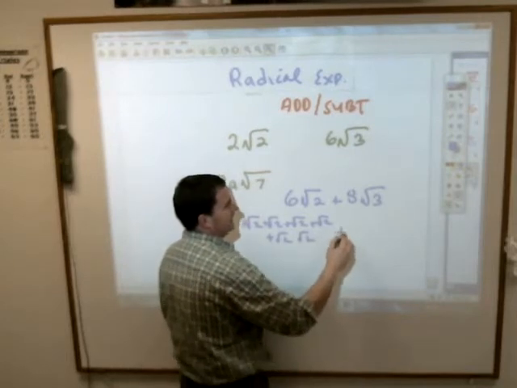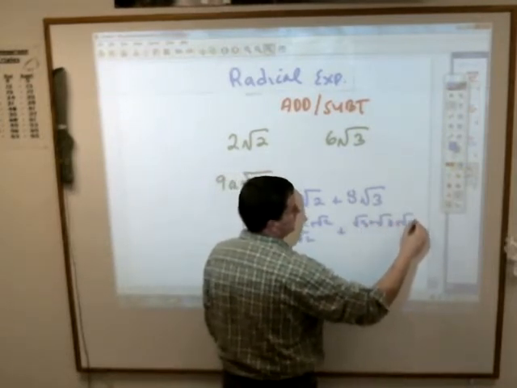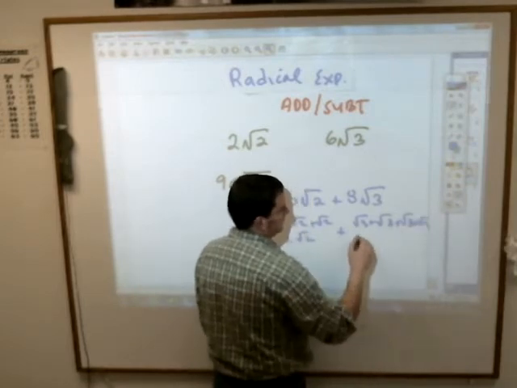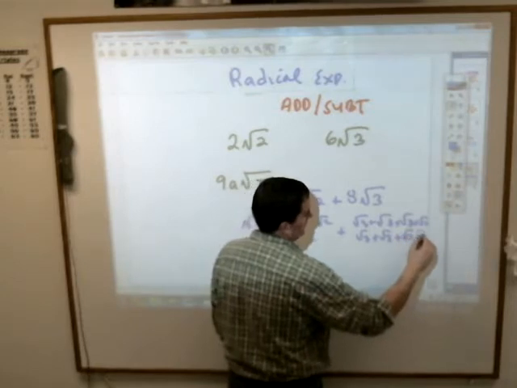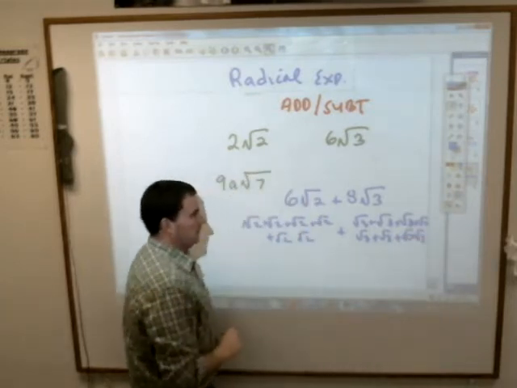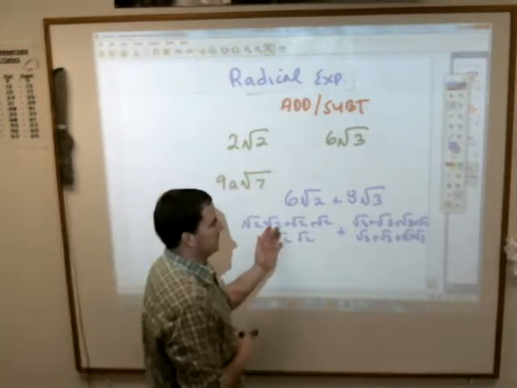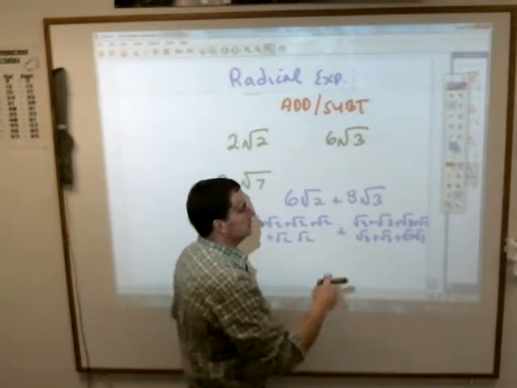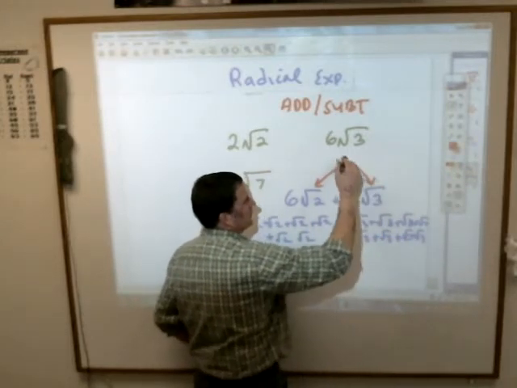To that I'm adding 8 square roots of 3: the square root of 3 plus the square root of 3, and so on, eight times. When I put those together, I end up with nothing more than I already started with. I can't put a square root of 2 with a square root of 3. You need to think about radicals as if they were variables.